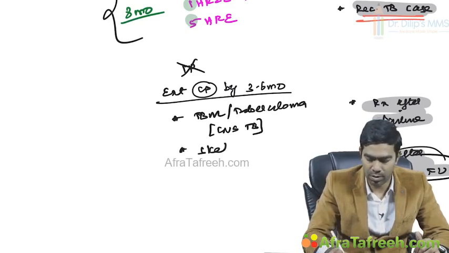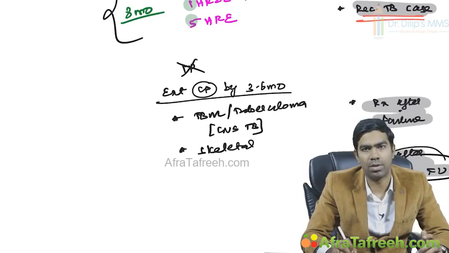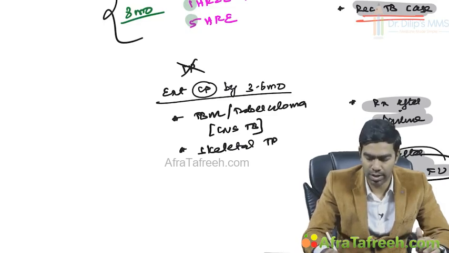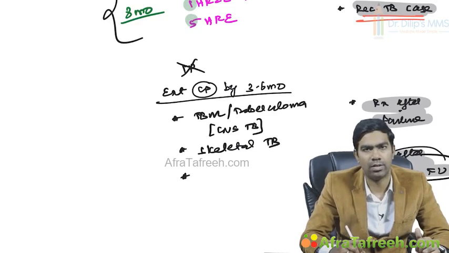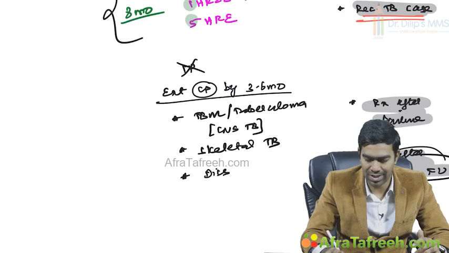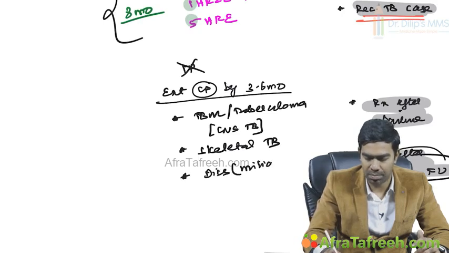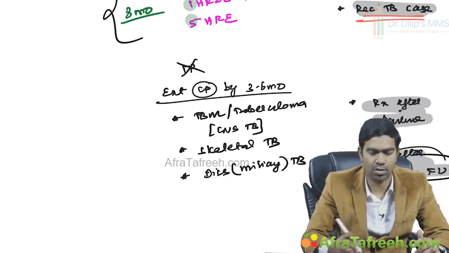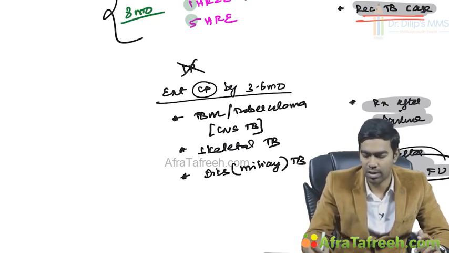Second, in skeletal tuberculosis, for example TB osteomyelitis or vertebral column TB, like your Pott's spine, in those conditions also you can extend the continuation phase by 3 to 6 months. And finally, you can extend the continuation phase by 3 to 6 months in case of disseminated, that is miliary tuberculosis. In these conditions also you can extend the continuation phase by 3 to 6 months.